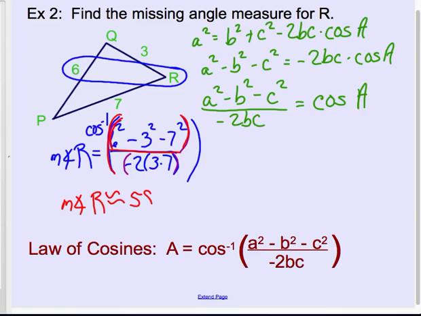is about 58.4 degrees. I think I mentioned this on the last video. Make sure any angles you round to the nearest tenth. Side lengths, I'd like you to keep 3 decimal places.